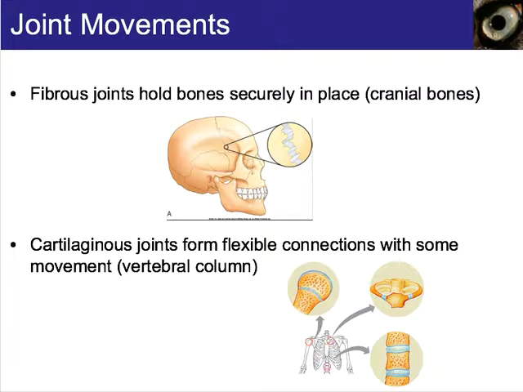There are different types of joints. You have fibrous joints, which hold bones securely in place. Think about the cranial bones. When a baby is born, the bones of its skull are not completely grown, and as they continue to grow, where the space was between those bones will eventually become a fibrous joint. There are also cartilaginous joints, and they form flexible connections with limited movement. Think of your vertebral column. Those spongy discs in between those vertebrae are what make a cartilaginous joint.